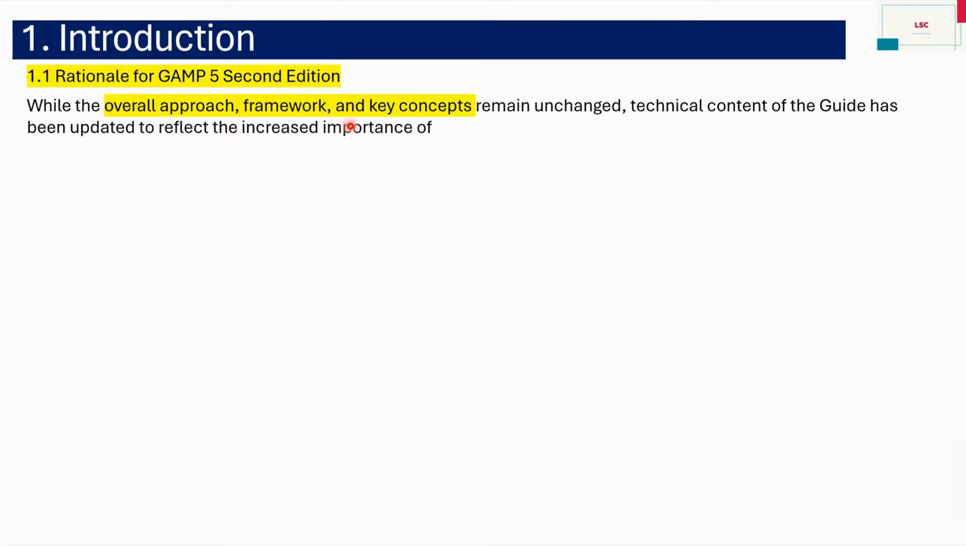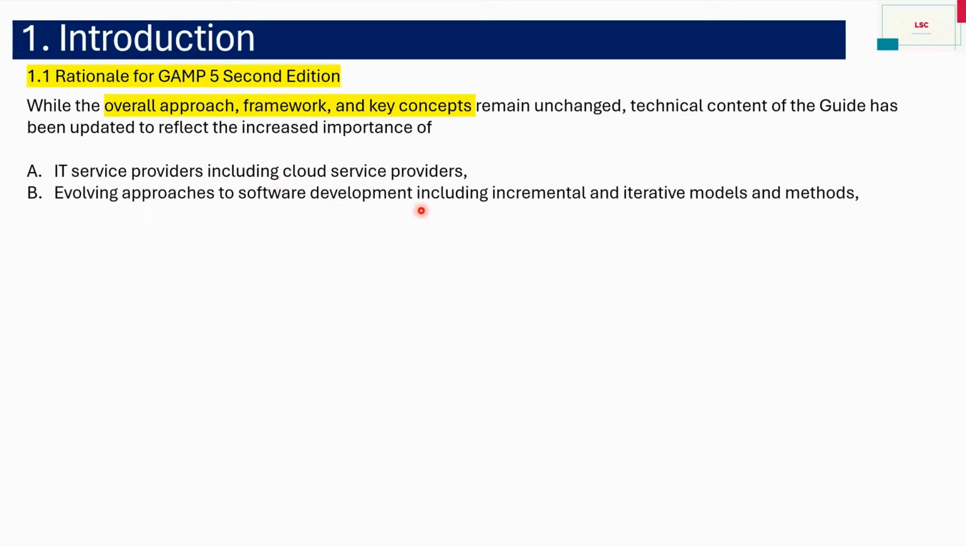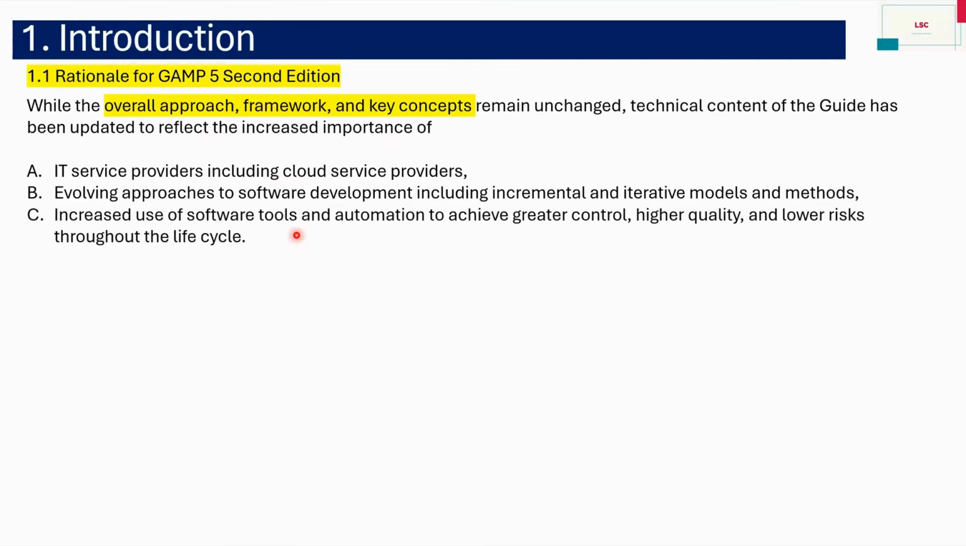While the overall approach, framework, and key concepts remain unchanged, the technical content of the guide has been updated to reflect the increased importance of the following. GAMP 5 first edition had the overall approach, framework, and key concepts, but the second edition reflects increased importance of, first of all, IT service providers, including cloud service providers. Then the importance of approaches to software development, including incremental and iterative models and methods, that is agile. Then the increased use of software tools and automation to achieve greater control, higher quality, and lower risk throughout the life cycle. Means, how can we achieve greater control with high quality and lower risk throughout the life cycle of a computer system?